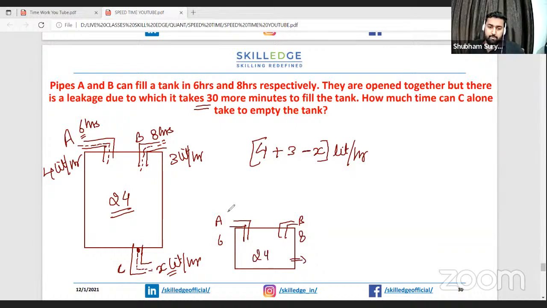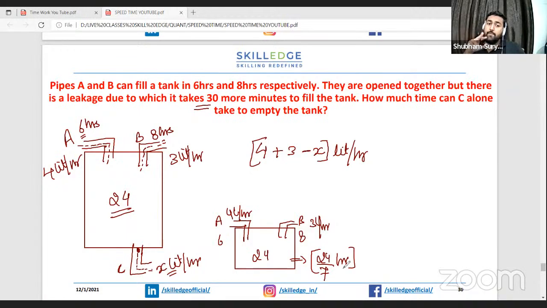So 6 4s are 24. So 4 liters an hour over here, 3 liters an hour over here, है ना? So total 24 मुझे भरना था, 4 plus 3, 7 liters an hour, right? So 24 by 7 hours were required. 24 by 7 hours were required to fill the tank when there was no leakage.